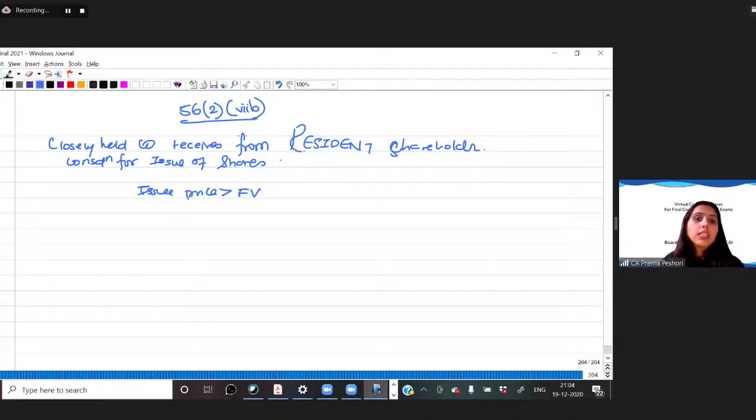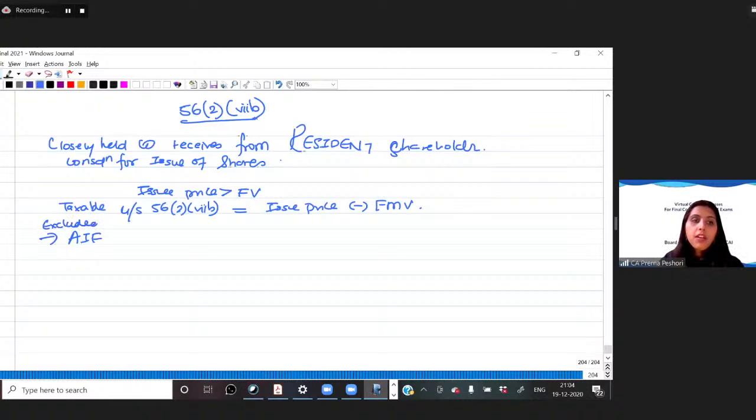Where the issue price exceeds the face value of shares, then the amount will be taxable under section 56(2)(7)(b), which will be issue price consideration received minus the fair market value. This provision does not apply to category 1 and category 2 AIF and an eligible startup, right?